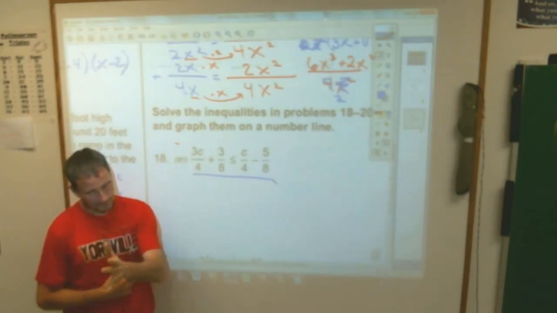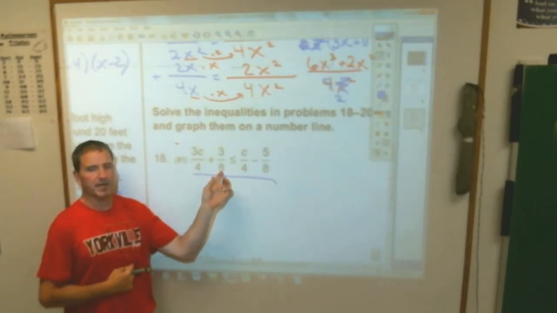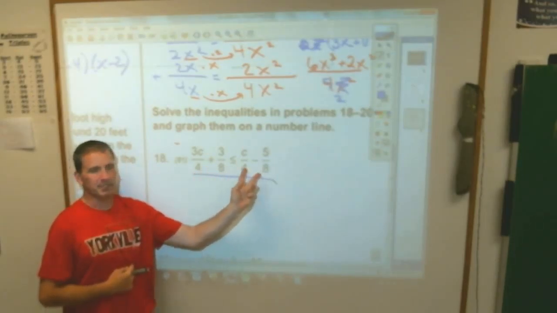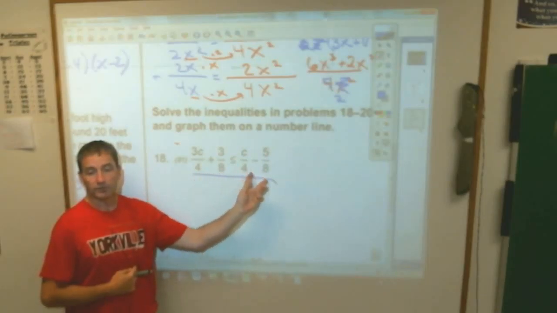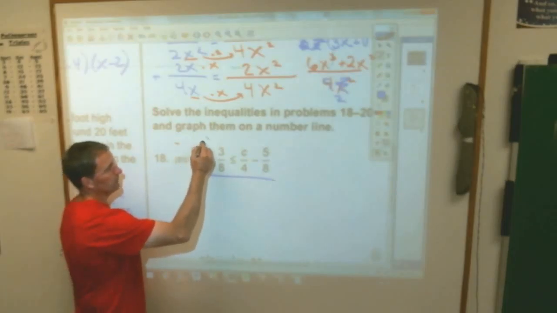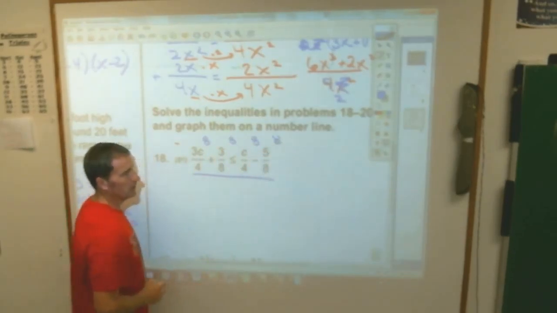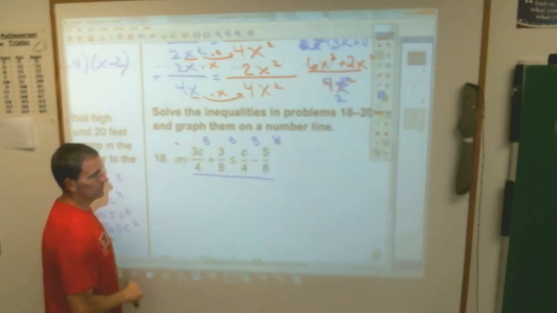Multiply by 4. Well, I wouldn't multiply by 4 because that won't get rid of this one. You want to multiply by, what's your common denominator between all those? No. 8. If you multiply every fraction by 8, you are going to get rid of all of the fractions.